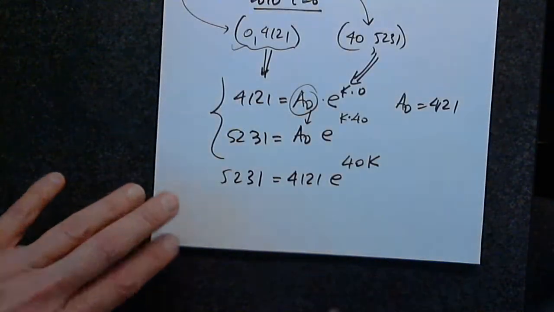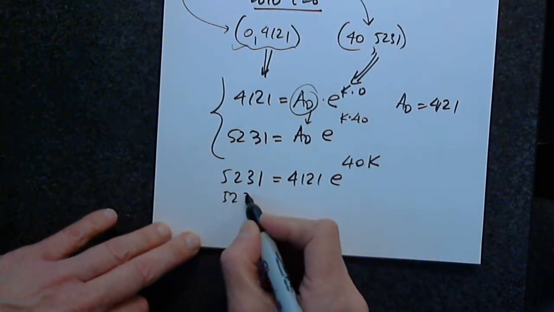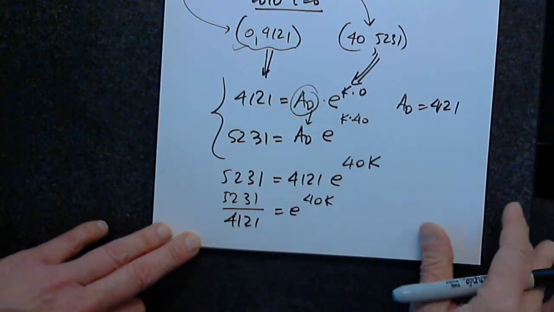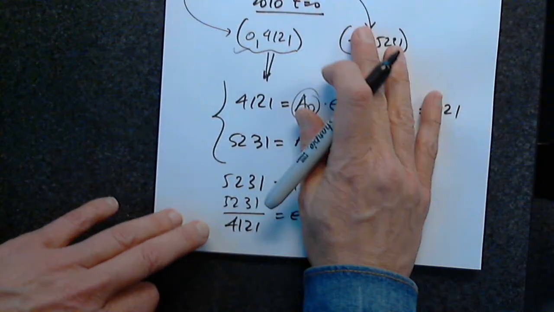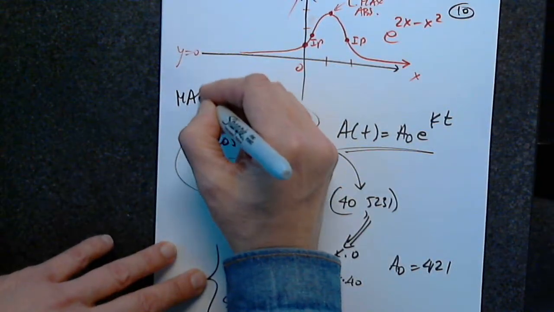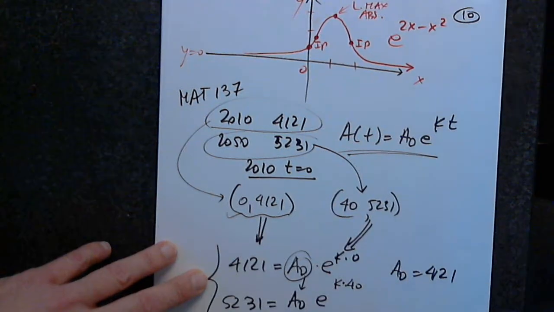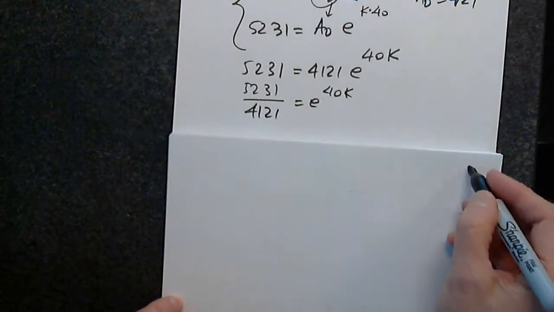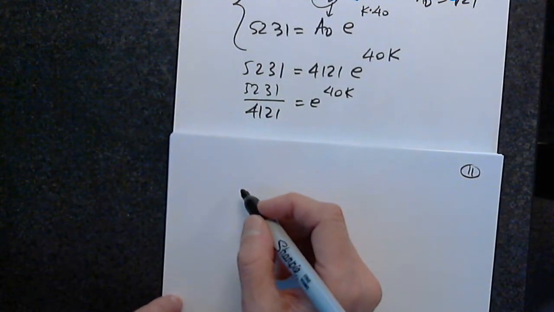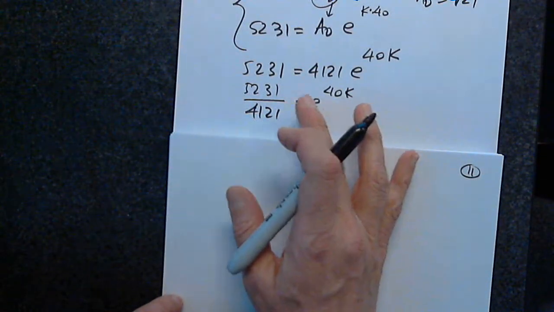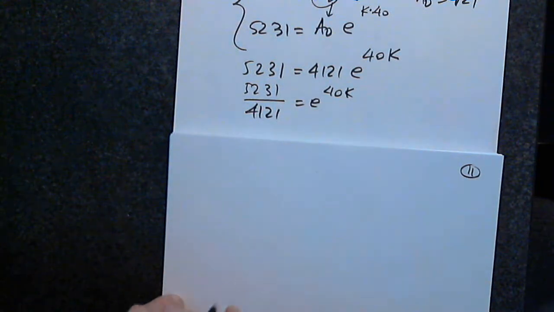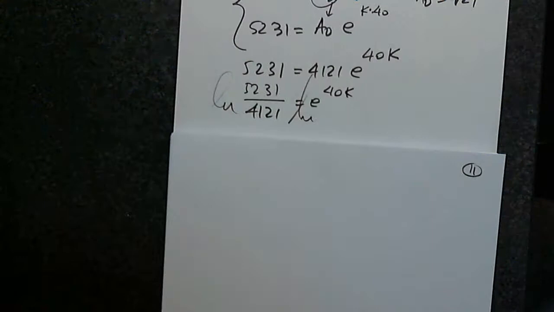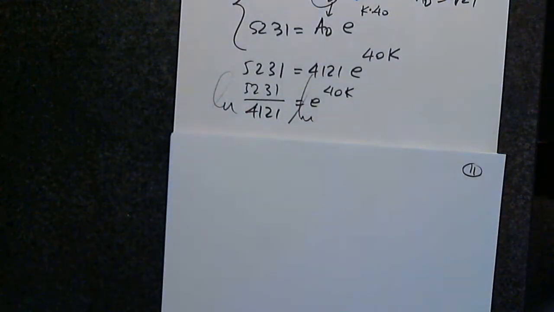You divide it by 4,121. I have to, absolutely. And now what do I do next? Since I cannot present these two with the same base, what is my only chance now? Exactly. You can apply log to both sides, you'll get the same answer.